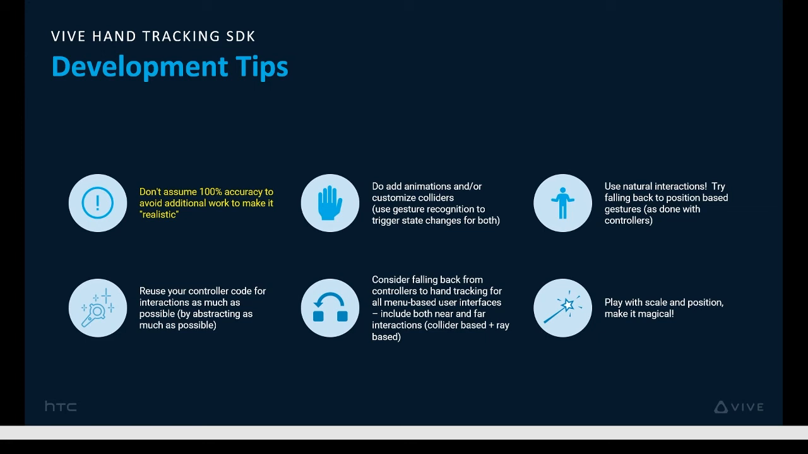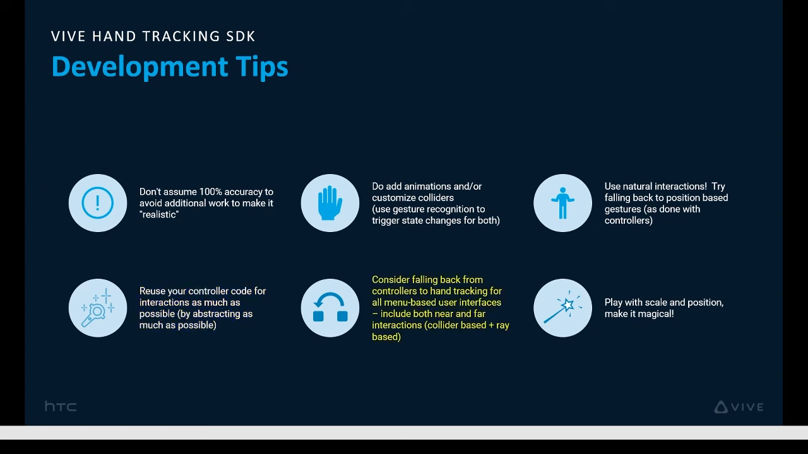Also consider using IK, for example, with an invisible arm to maintain the wrist position. Do consider also adding animations and or customized colliders in combination with gesture recognition to trigger state changes. Maybe even dynamic colliders as well for those use cases that require better grabbing, or perhaps in combination with snap-on mechanics. Use natural interactions. Try falling back to position-based gestures as done with controllers. For example, swipes, pokes, circular motions. Reuse your controller code for interactions as much as possible by abstracting as much as possible. In these experiments, I've reused VIU, the Vive Input Utility Toolkit, for cross-platform development.